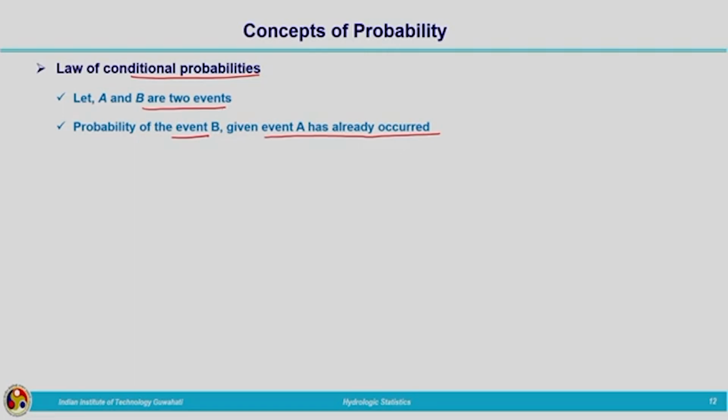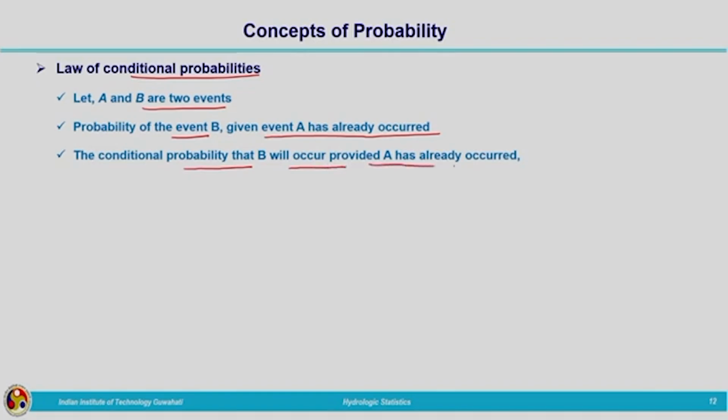Probability of the event B given that event A has already occurred. The conditional probability that event B will occur provided A has already occurred is written as P(B given A). The conditional probability of B given A is given by P(A and B) divided by P(A).